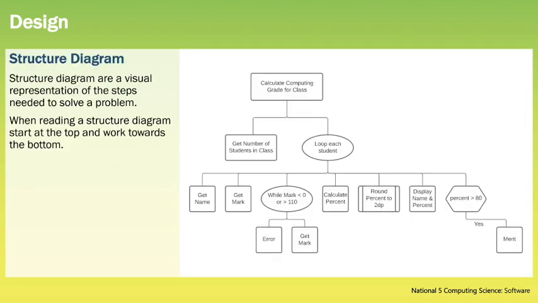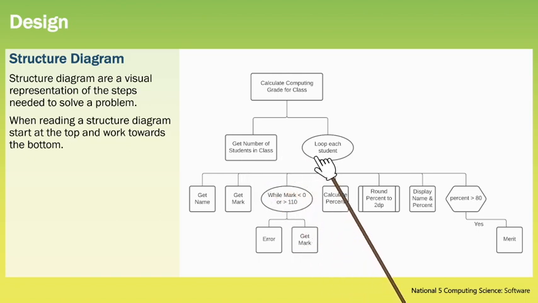Let's start by looking at structure diagrams. Structure diagrams are a visual representation of the steps needed to solve a problem. When we're reading a structure diagram, we always start at the top and work towards the bottom. This structure diagram here depicts a program that is required to calculate the computing grade for a class. That is the big problem that this program is achieving. We then go down to the next level, reading from left to right. So the first step is that we get the number of students in the class.